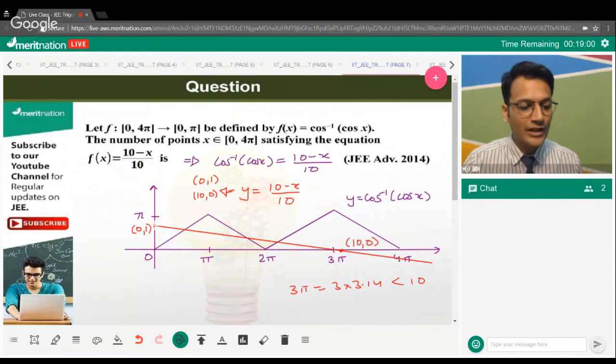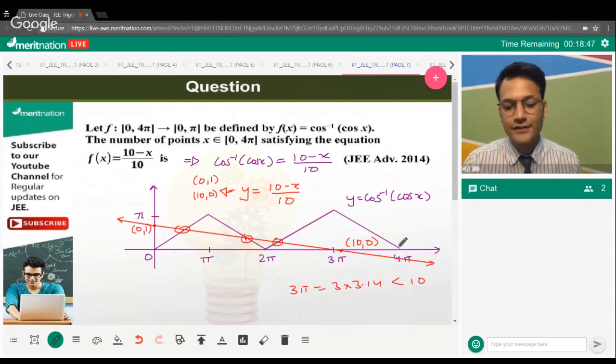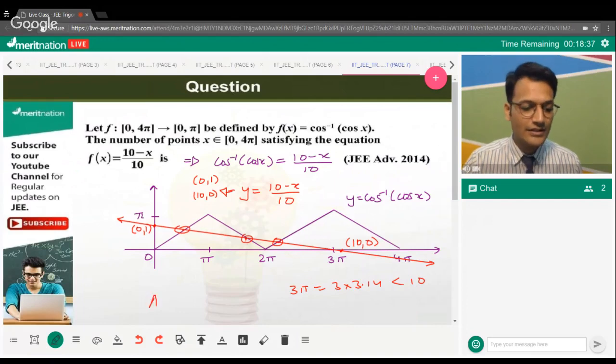The number of points of intersection on these 2 graphs will give us the number of solutions. So over here, this is 1 point, this is 1 point, this is 1 point, 3 points out here. And then the graph will just move above the x-axis. We just need to consider from 0 to 4 pi, nothing more than that. Therefore, we have 3 points of intersection. Hence, the answer to the question turns out to be 3.